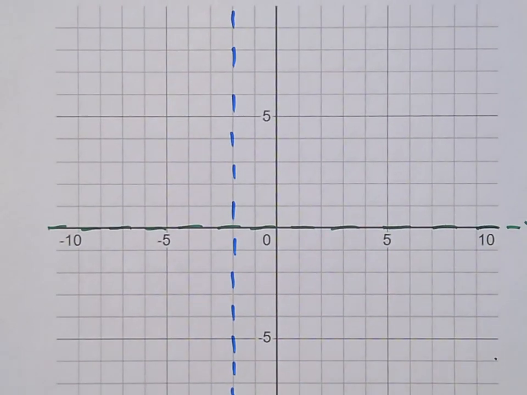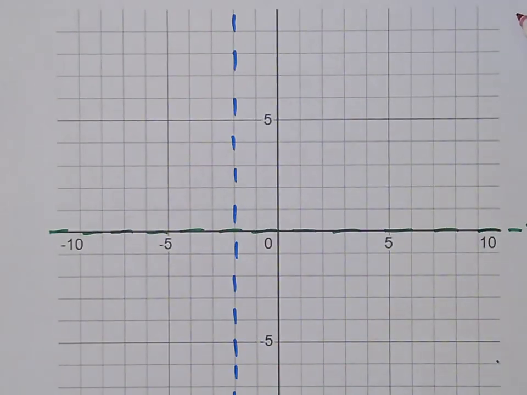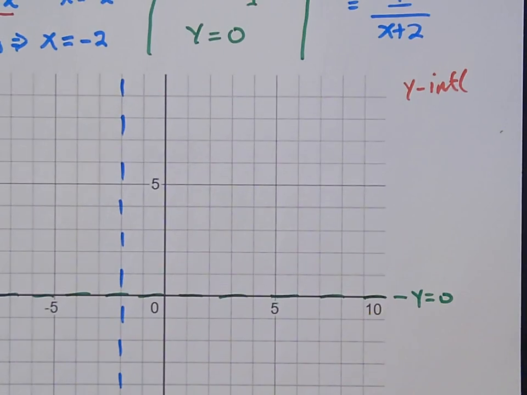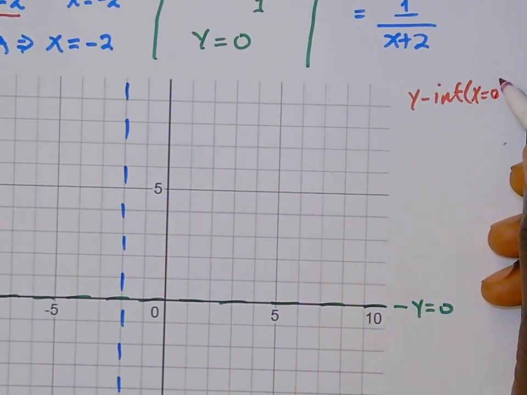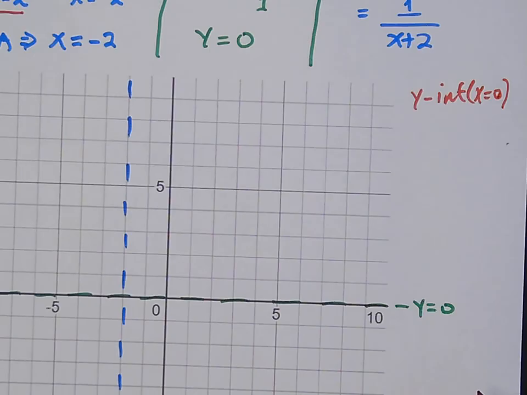Now, I need to find some points on the graph to help me get the shape of what the graph is going to look like. So I would normally start off by finding the y-intercept. To find the y-intercept, I'll make x equal to 0, because on the y-axis x equals 0.